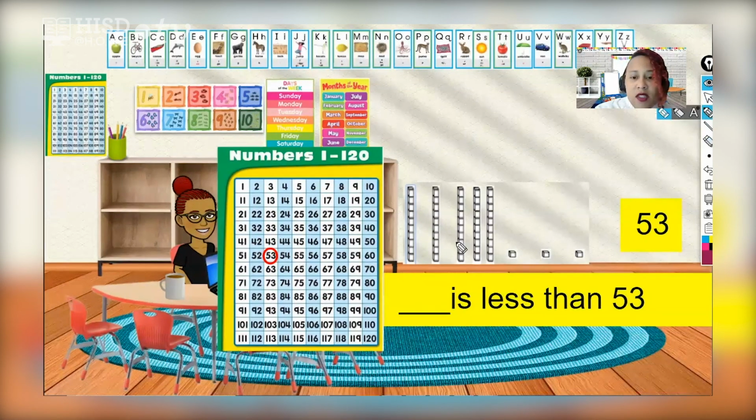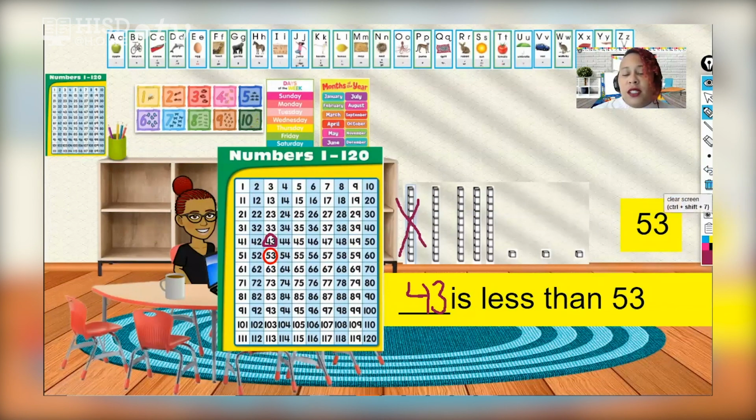If we take 10 away from 53, that means we're going to end up on the number 43. We also could have crossed out one of the tens. So my answer is 43 is less than 53. Is that the same answer you got? Great work, mathematicians.